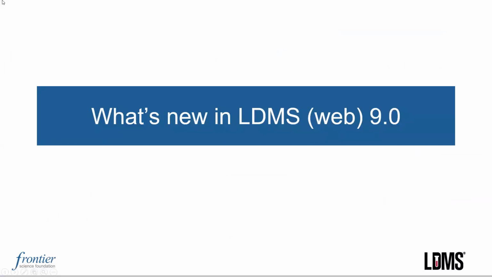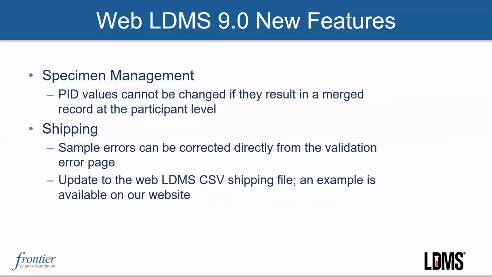So we have a few more slides here on the new features that are in 9.0. Now within specimen management, we saw the PID values here cannot change if they result in a merged record at the participant level. So it used to be, we saw in specimen management, the data is organized by project and PID. All the participants have their own record. Now, if you change a participant's ID and it results in two of those pages merging together, that's now blocked. We do not allow that to happen anymore.